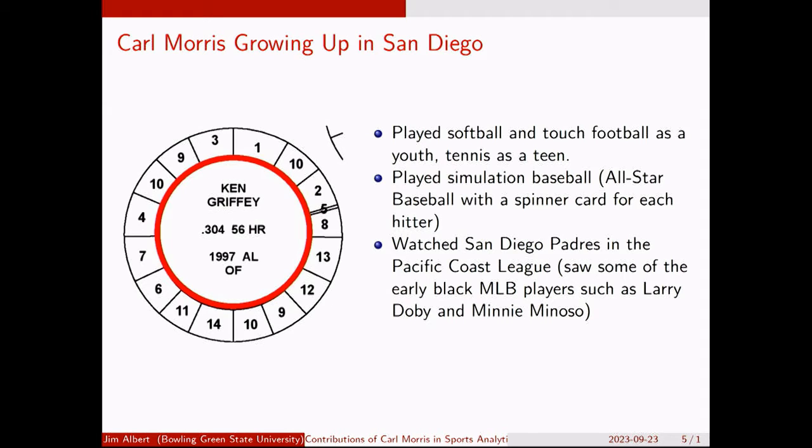Anyway, so Carl played simulation baseball like I did. His baseball team he went to was the San Diego Padres. Those days, it wasn't a Major League Baseball team yet; it was a minor league team for a major league team. So he got to see some of the great players like Larry Doby and Minnie Minoso came through San Diego. So he had some exposure to Major League Baseball there.